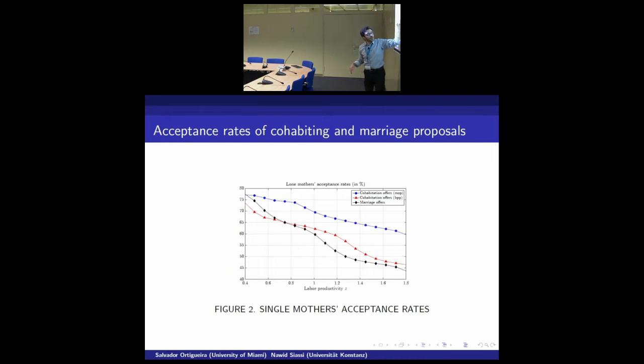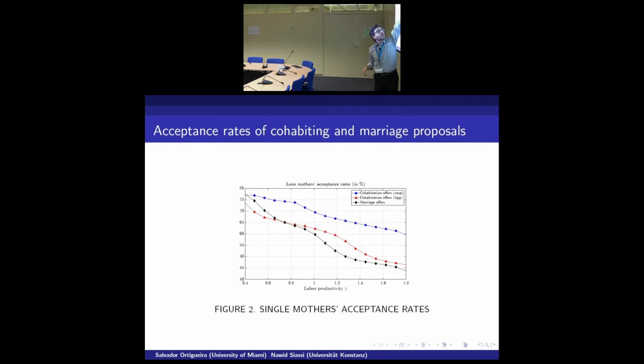As the labor productivity of the single mother increases, you start seeing a gap between the acceptance rates. So marriage proposals go down sharply. They start rejecting more and more marriage proposals. However, cohabiting proposals are still quite high.